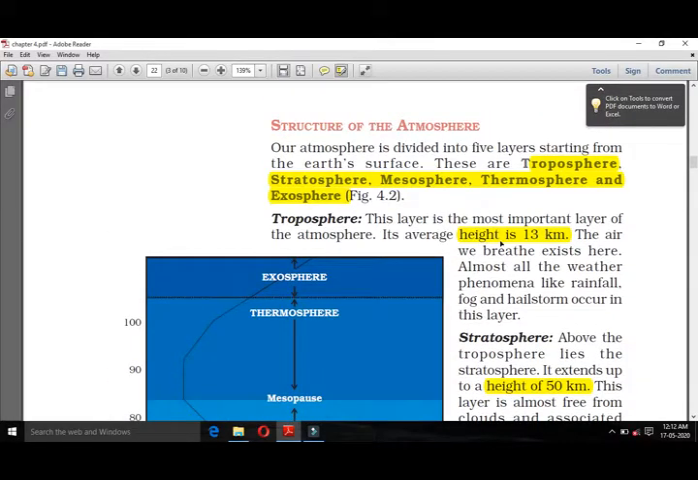In this layer, here it is written 13 kilometers, all the living beings exist in this air. All the weather phenomena like rainfall, fog, and hailstorm occur in this layer.